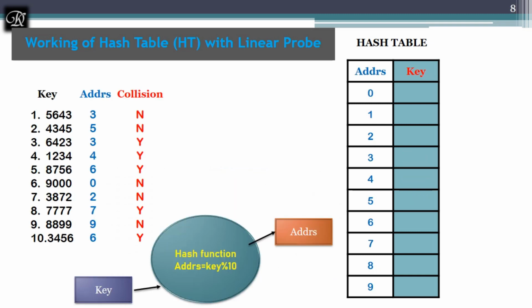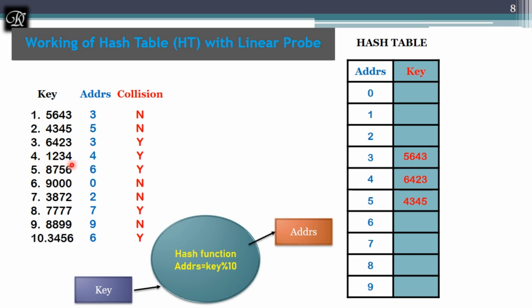We will try to fill all 10 entries of the hash table now. First, we tried 5643. The address was 3. There was no collision. Next, 4345, and the address was 5. There was no collision. And 6423, the address was 3, but it is already acquired by 5643. There is a collision. To avoid the collision using linear probe, it allocates location 4.